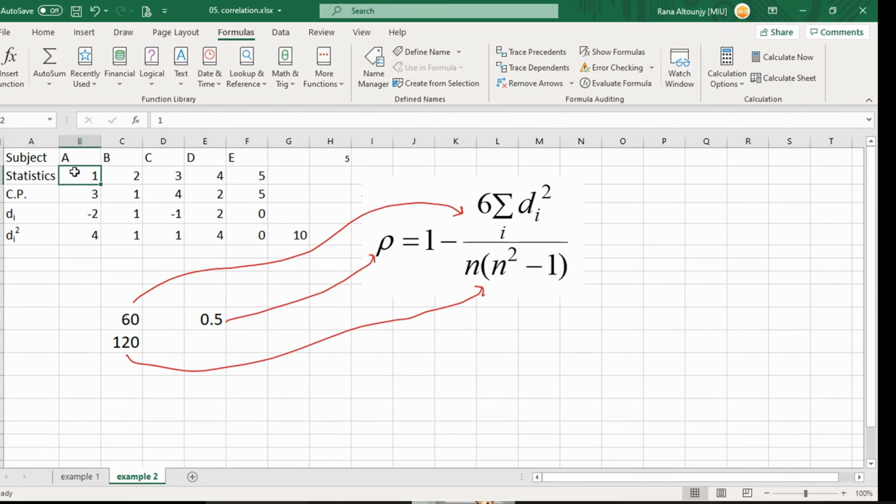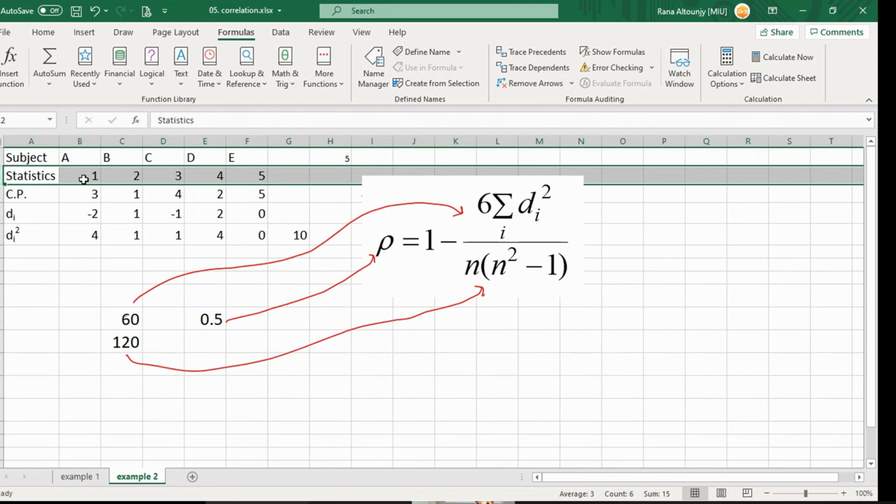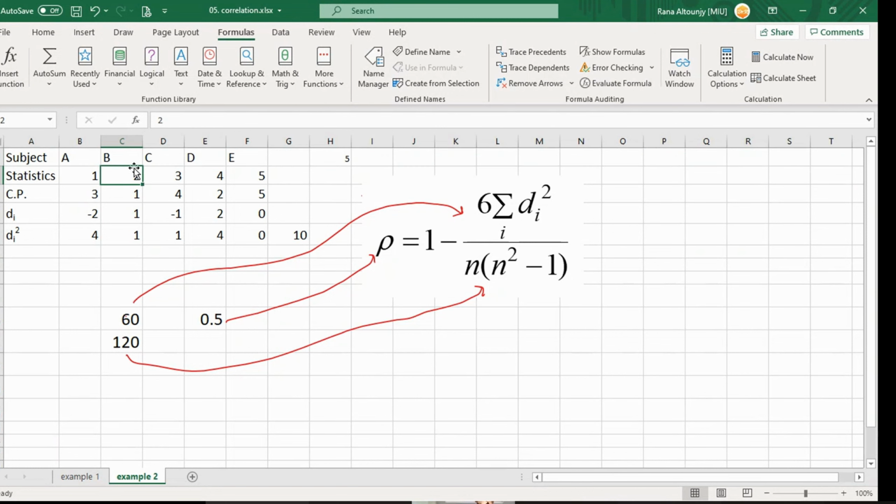If you see, we arrange the students based on their rank in statistics. Student A was first, student B was second, student C was third, student D was fourth, and student E was fifth. So we arrange the students based on the rank of one of the subjects. The second one is following.